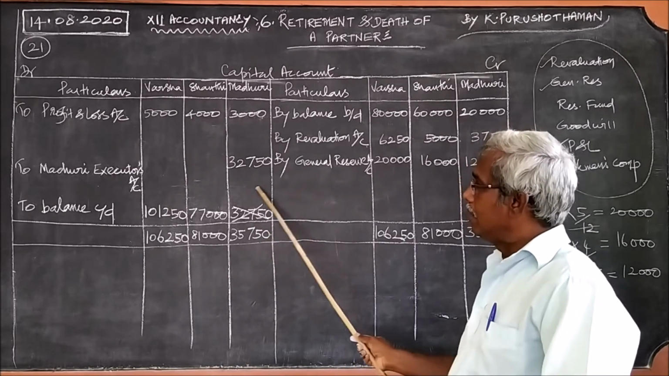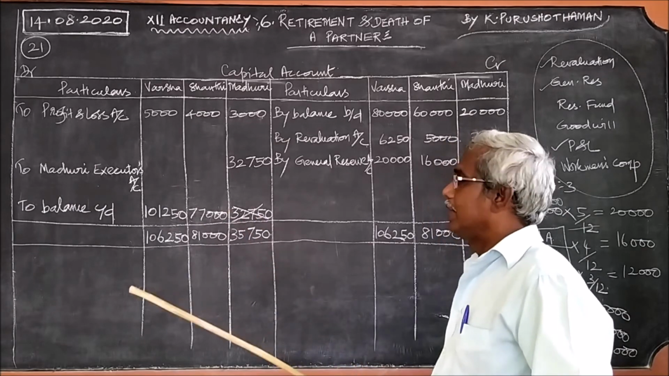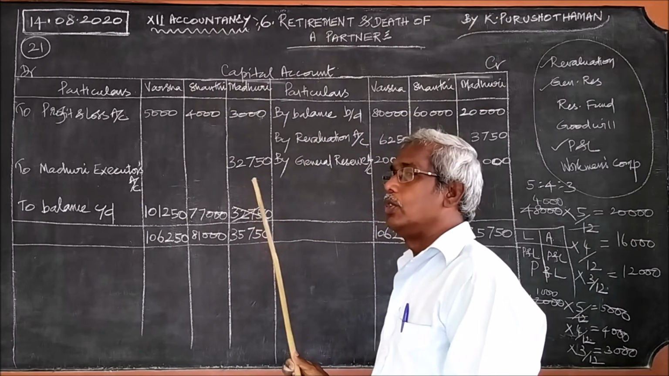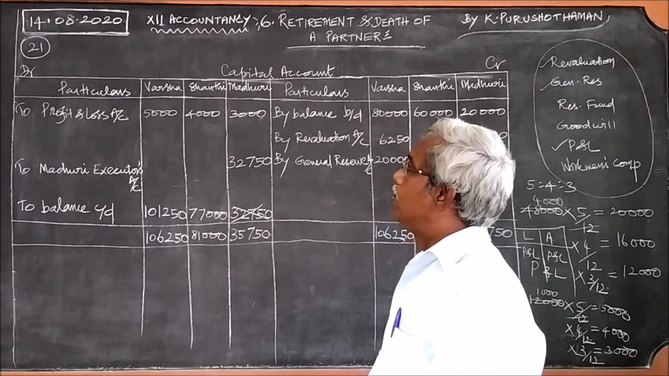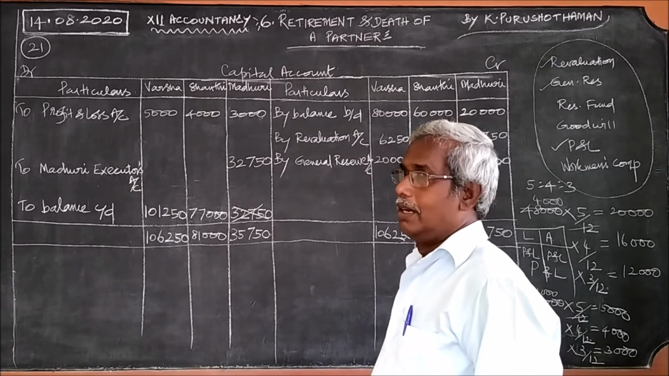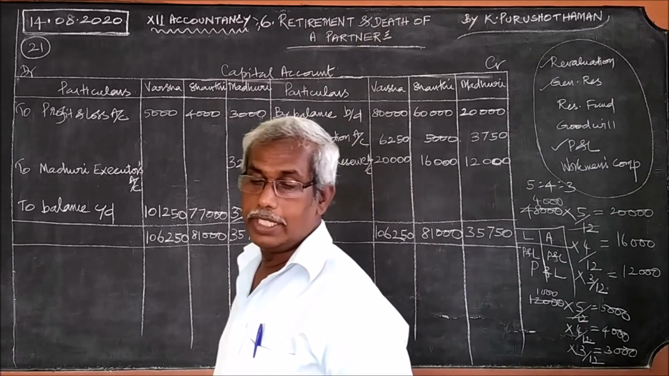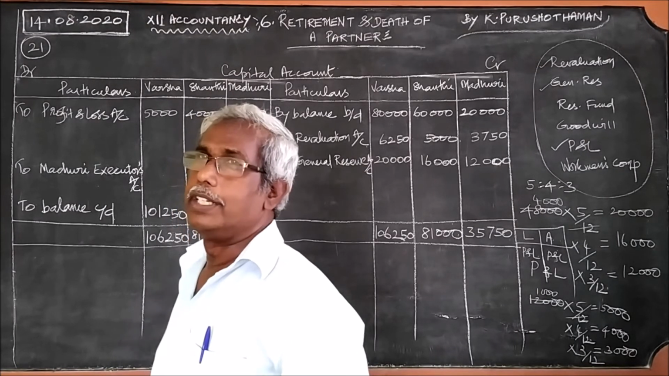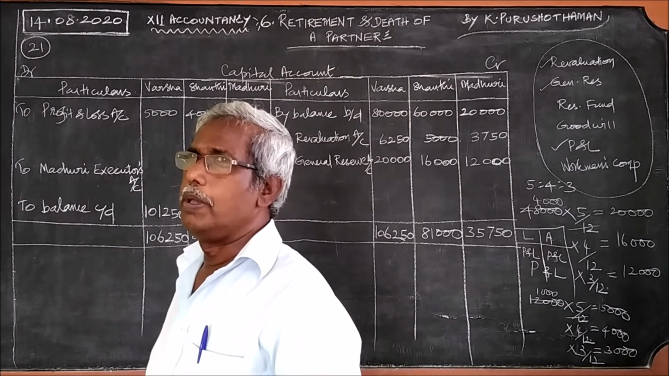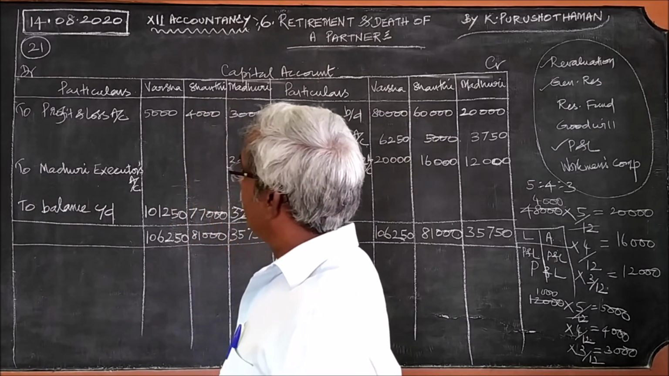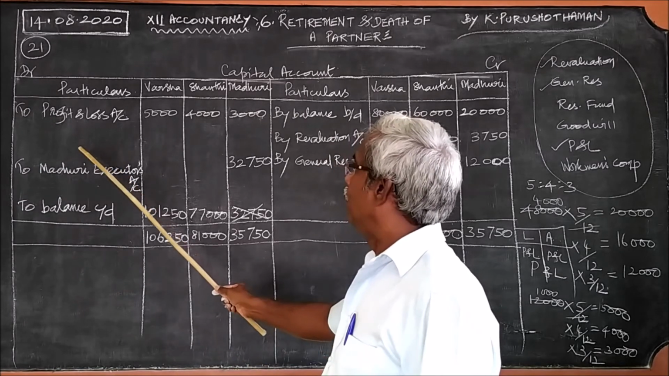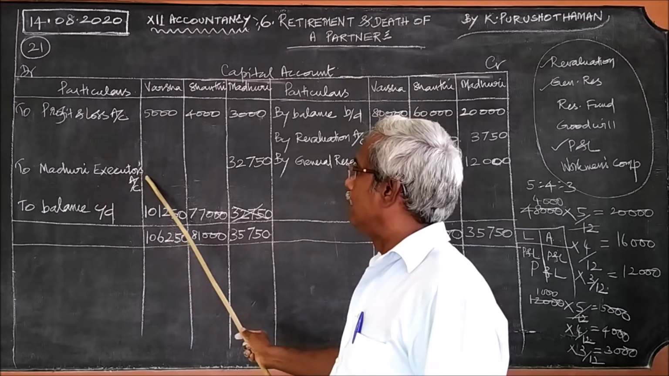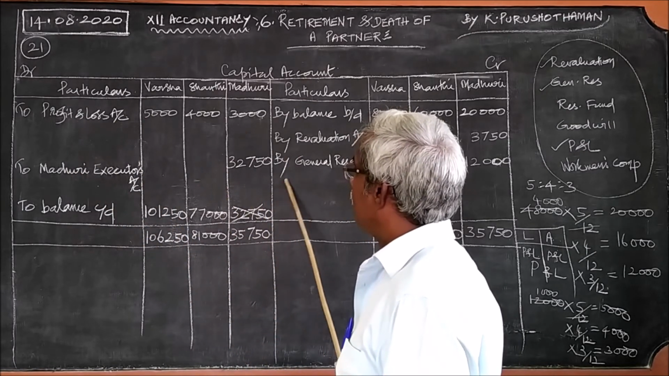32,750. Madhuri's amount should not be written here in the balance carried down, and it should be mentioned separately because Madhuri has already died and this amount should be paid to her executor. Even to that executor, it is not settled. You can see adjustment number 4. The final amount due to Madhuri was not paid. Since she is not alive, the amount should be paid to her executor, but that is not yet settled. So Madhuri is the partner who died, therefore the amount should be shown separately in her executor's account.